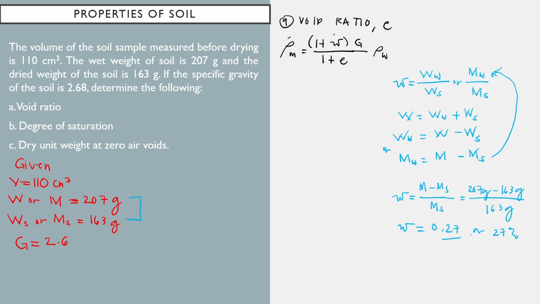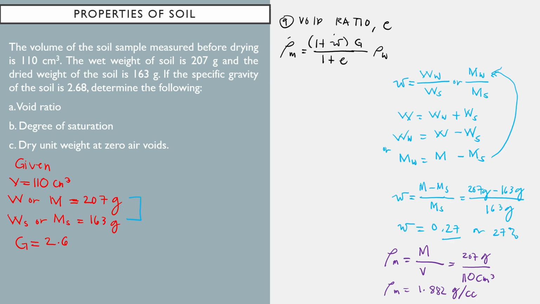So, nakuha na natin yung water content, and then kunin ngayon natin yung moist density. Pwede natin gamitin yung density is equal to mass divided by yung volume, is equal to 207 grams divided by 110 cubic centimeter. So, divide natin, makuha natin yung moist density natin. That is 1.882 gram per cubic centimeter, 3 decimal places na tayo. cc is cubic centimeter yan.